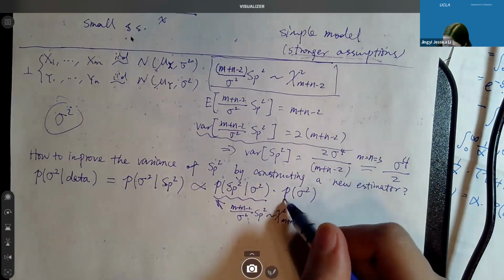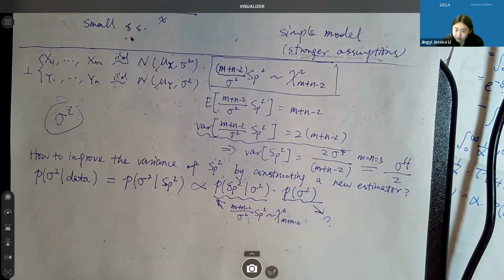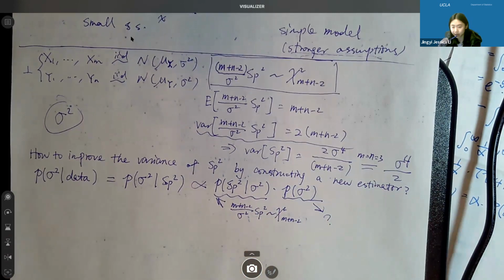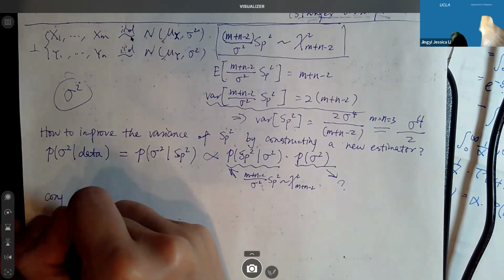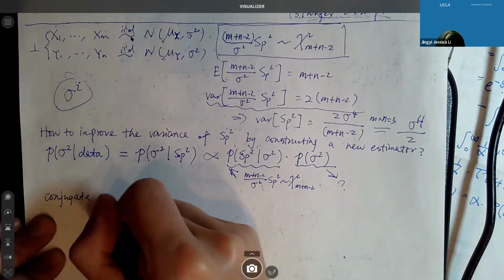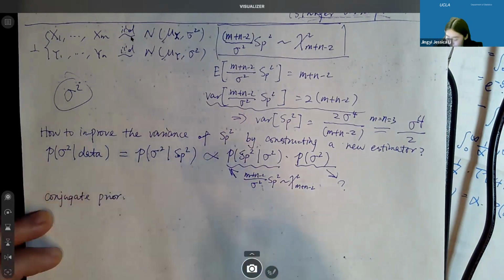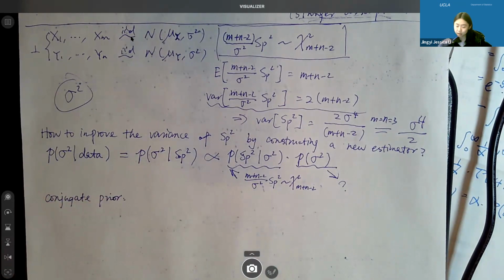How about this one? This prior needs to be specified by ourselves. And now I'm going to introduce a very fundamental basic concept in Bayesian statistics called the conjugate prior. Here we are using the parameter sigma square as our example. Conjugate prior is defined as the prior such that the posterior and the prior belong to the same distribution family.